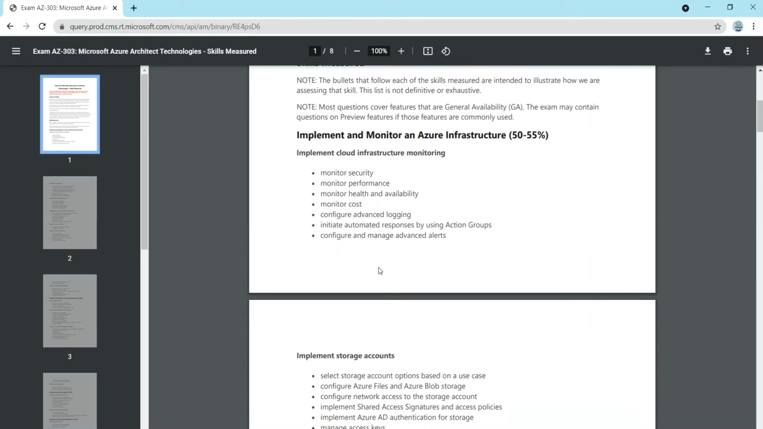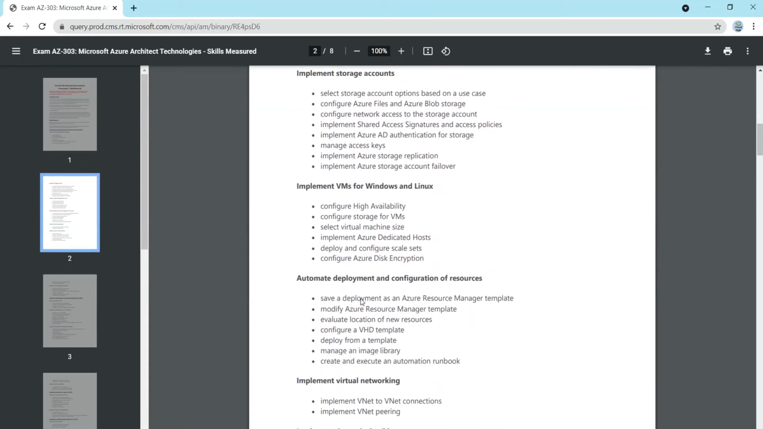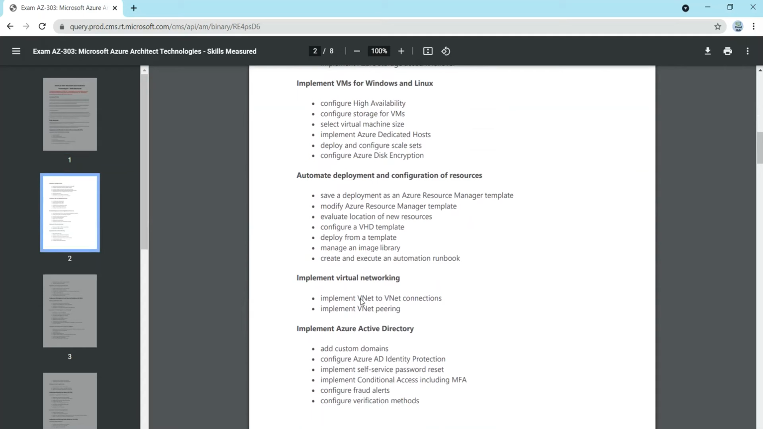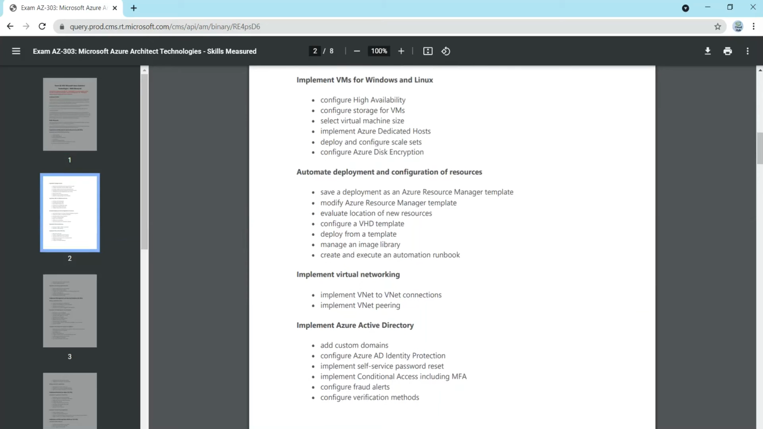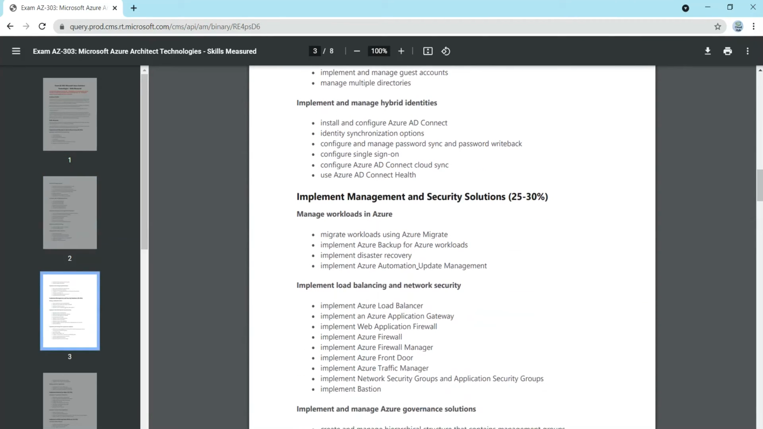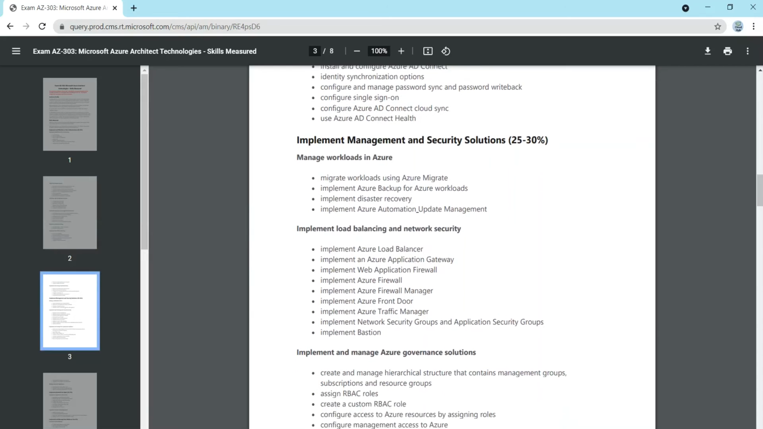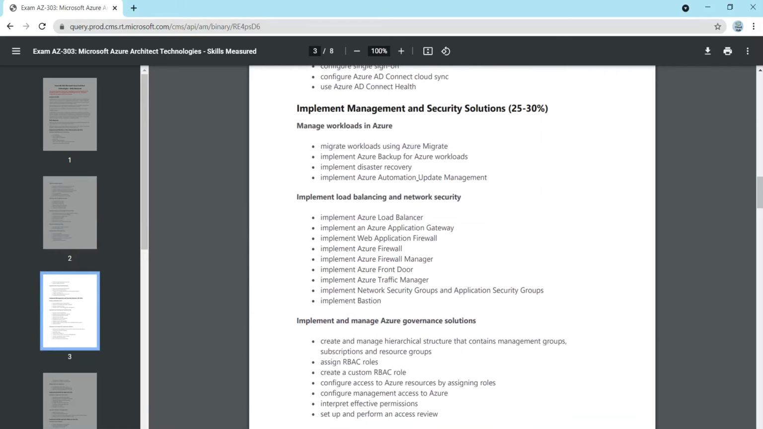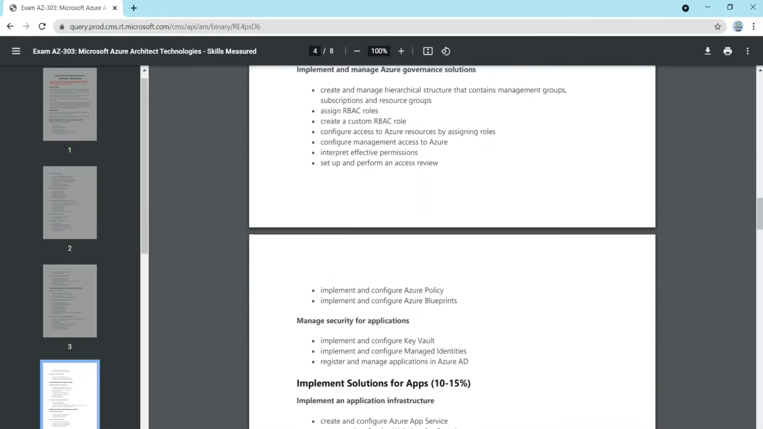It's implement and monitor Azure infrastructure. It's implementing the cloud infrastructure monitoring, implement storage accounts. So these are the subcategories which you will need to look into for a particular topic. And implement, manage, and secure solutions. What is the load balancer? What is an application gateway? What is an Azure firewall? These are all things you need to know.